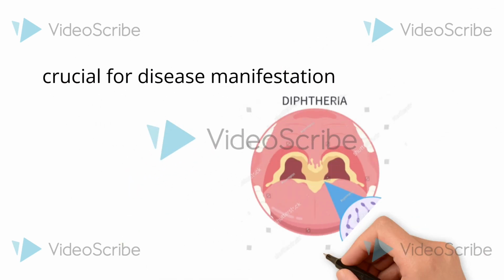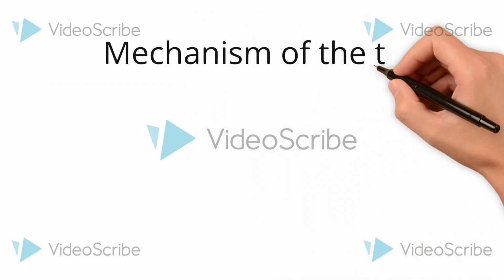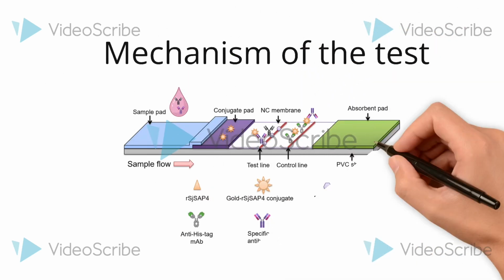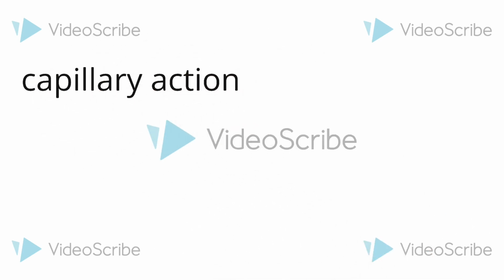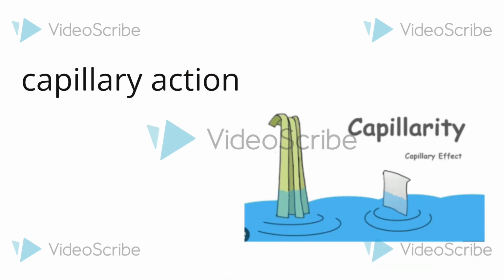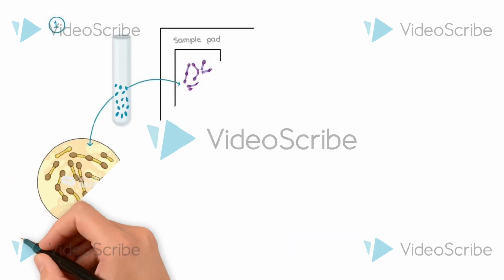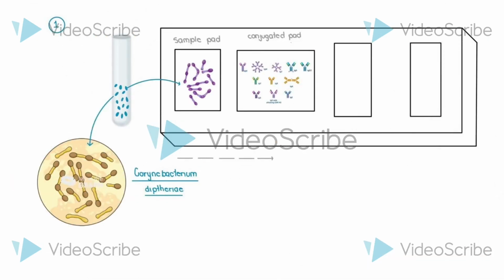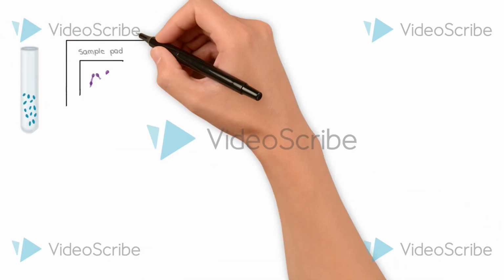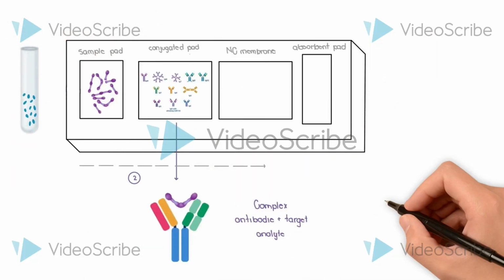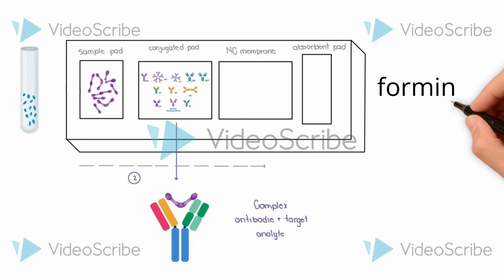Now let's explain the mechanism of the test. The immunochromatography strip test works by capillary action. First, the sample is applied to the sample pad and flows toward the conjugate pad, where it meets antibodies labeled with colored particles. If the target analyte is present, it binds to these labeled antibodies, forming a complex.